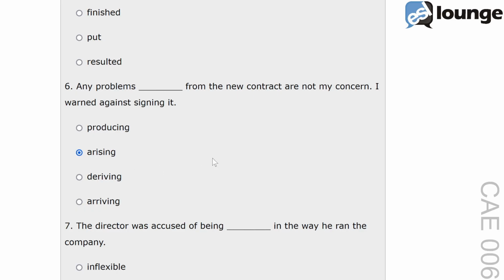Arising means to emerge or become apparent. In this context, it refers to problems that come up due to the new contract. Another example, issues arising from the merger will be addressed in the meeting.